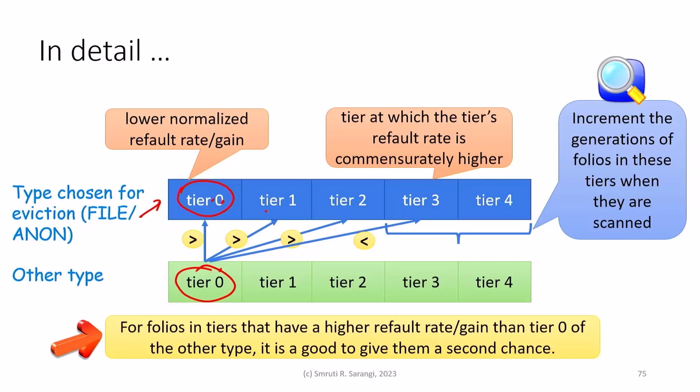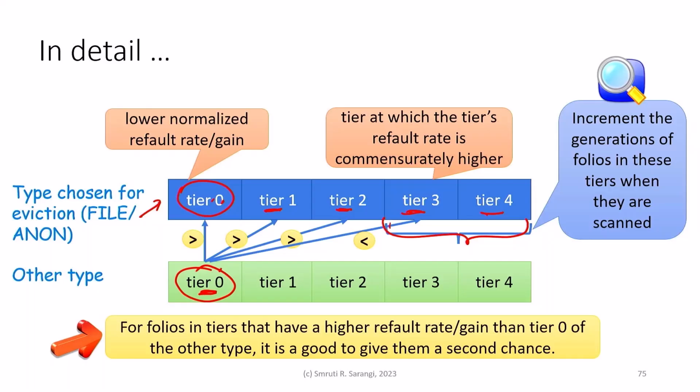Then what I do is I take its tier 1, which has seen some accesses, and again try to compare it with tier 0 of this one. If it is still lower, I keep moving to tier 2. If it's still lower, I keep moving to tier 3. So assume that till this point, tier 2 was lower than this, but tier 3 is more and tier 4 is more. But anyway, I don't check for tier 4. So these are some higher tiers that are showing more accesses in the type that needs to be evicted, and more accesses as compared to clean pages of the other type.